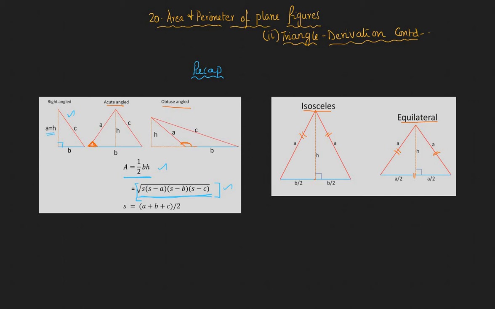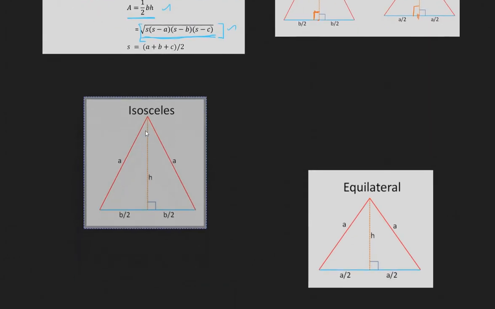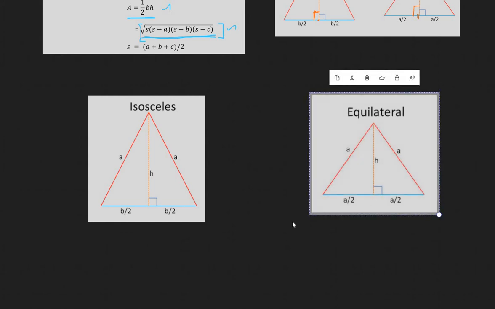So if you choose a median from the vertex where the equal sides meet in isosceles, then this median will be perpendicular to the base, and also it equally bisects the angle. So these two angles are same. This is true in an equilateral triangle as well. You'll study more about this in your geometry, but let's assume that we know this, and with this knowledge, let's try to find out the area of isosceles triangle and equilateral triangle.